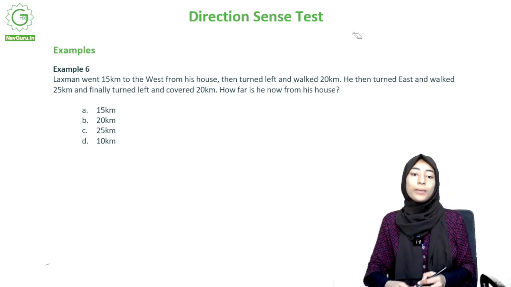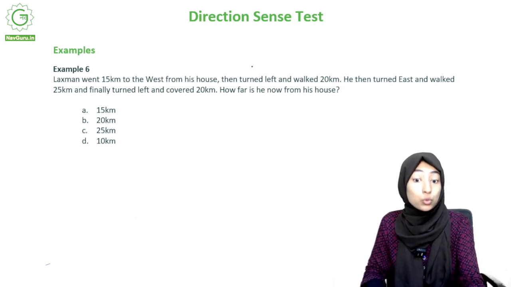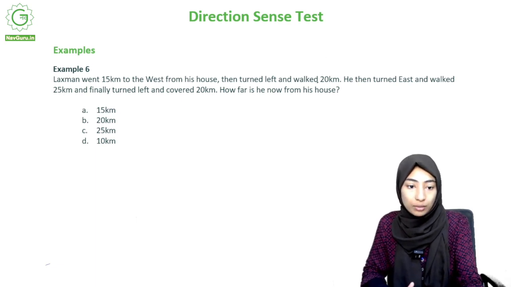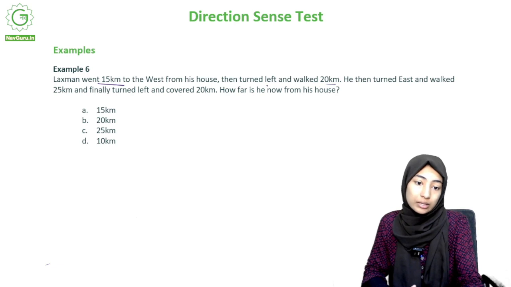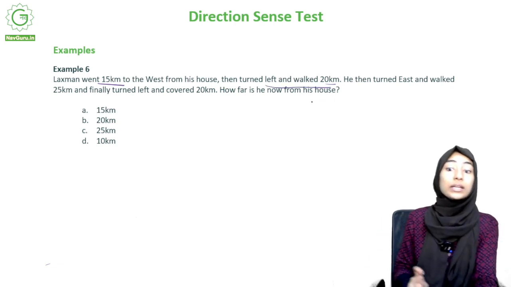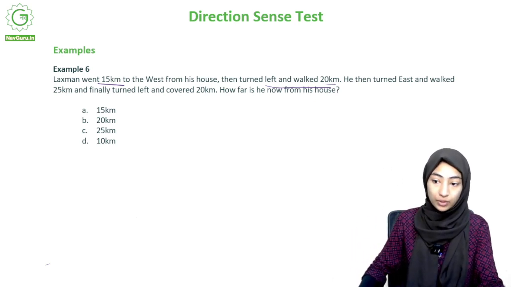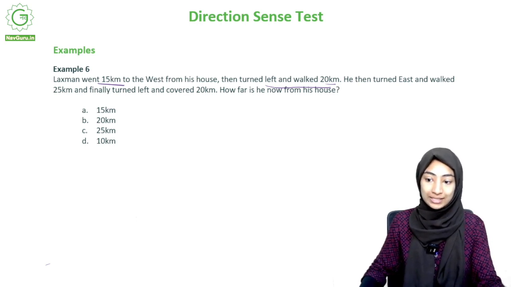Okay, right. So now we will be doing the 6th question. Basically, Lakshman went 15 kilometers to the west from his house, then turned left and walked 20 kilometers, okay? He then turned east and walked 25 kilometers and finally turned left and covered 20 kilometers. Okay, that's a lot of walking that Lakshman has done.